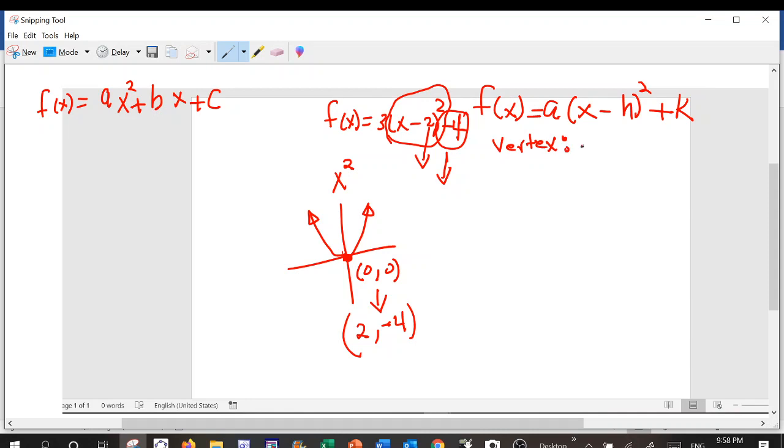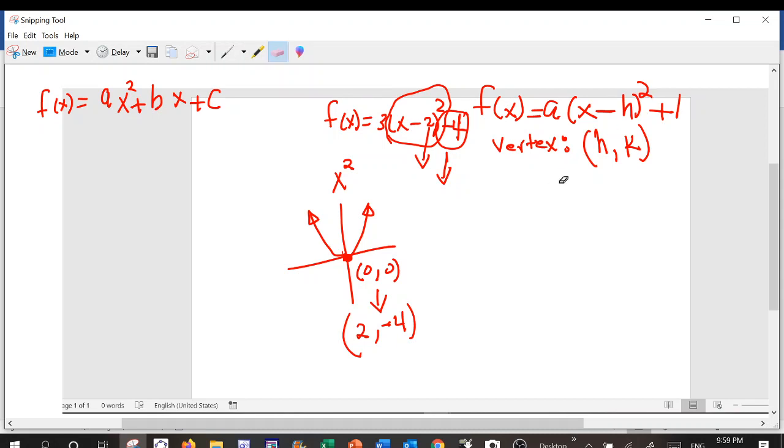So in this form, we say that the vertex is always at the point h, k. Whatever h and k are, that's where the vertex is going to go. And notice that there is a minus in the formula, so this has to be a minus here. So if you get x plus 2 here squared, you have to write it as x minus -2 squared. Then h is -2. Okay, so let me continue here.